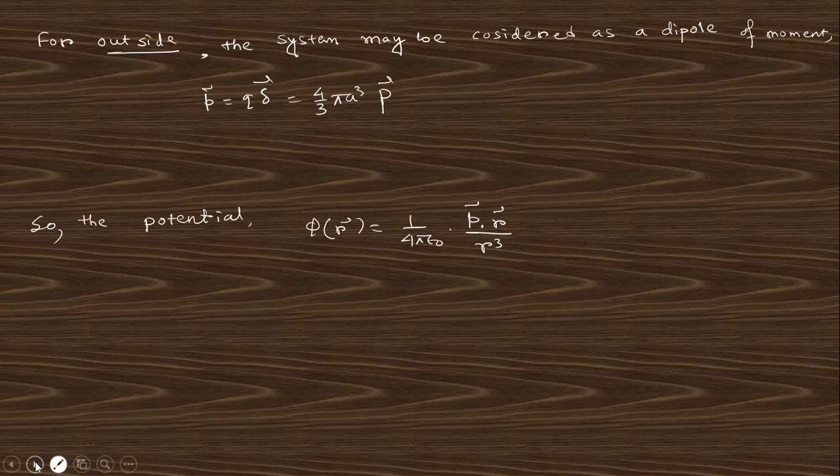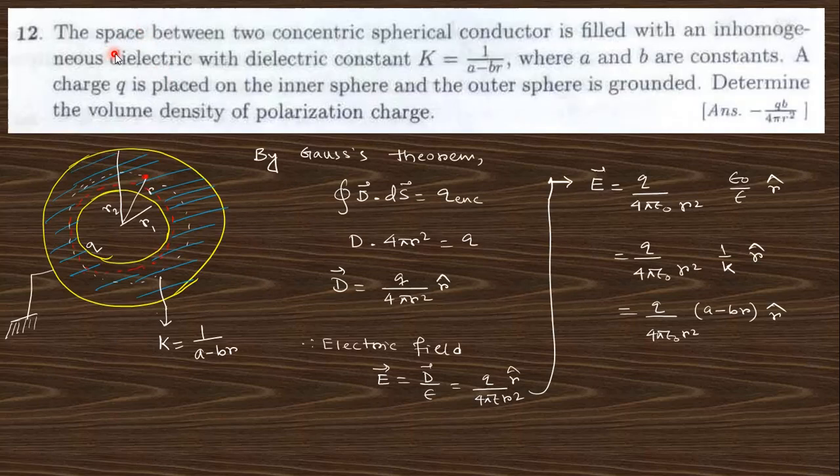Go to the next question, which says: the space between two concentric spherical conductors with radius r1 and radius r2 is filled with an inhomogeneous dielectric.